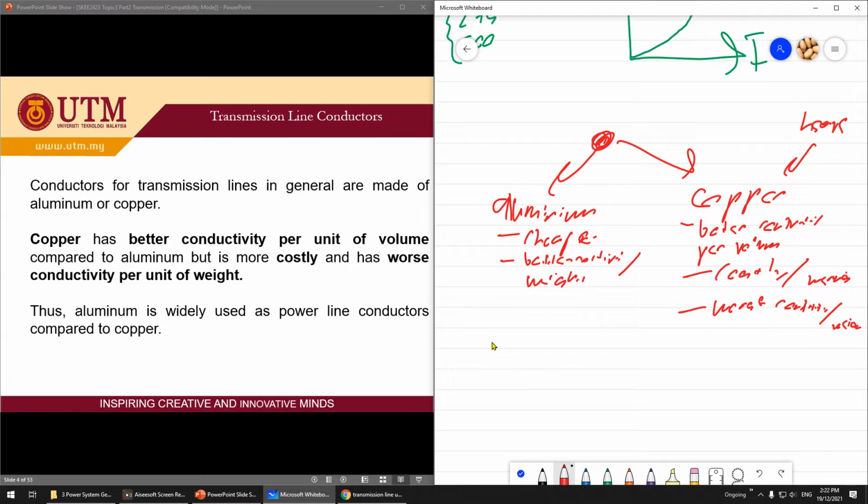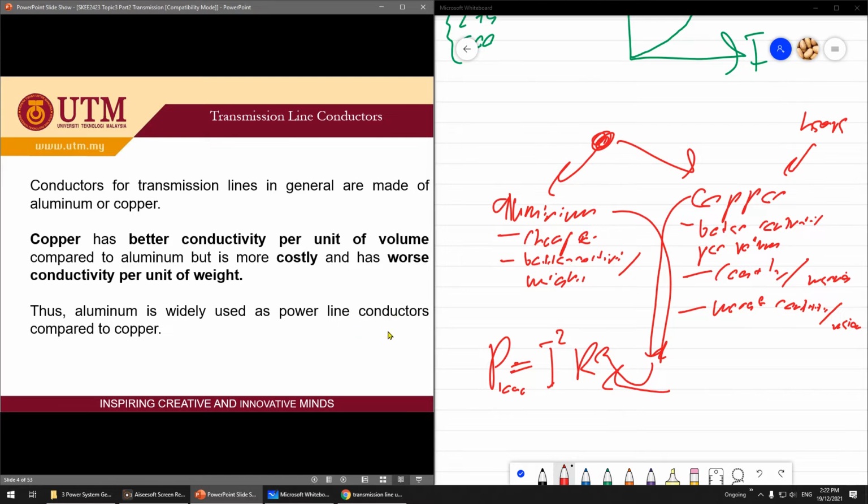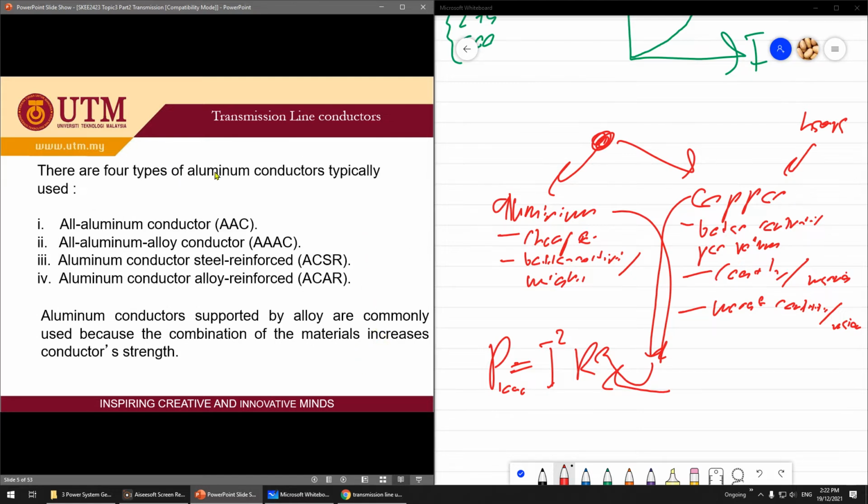And what it means by conductivity: remember P loss equals I squared R. This is the conductivity, the resistance goes into this. So if you use copper, it has lower R, so you can use a lot more current. But the problem is the cost. Copper is quite expensive.